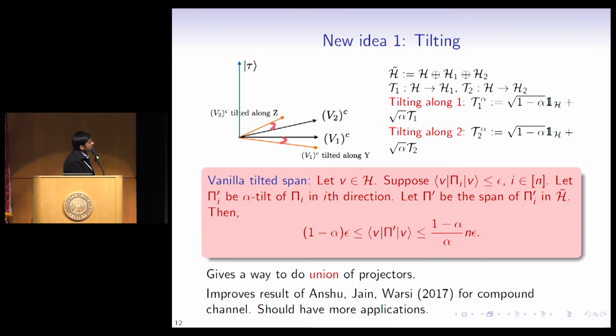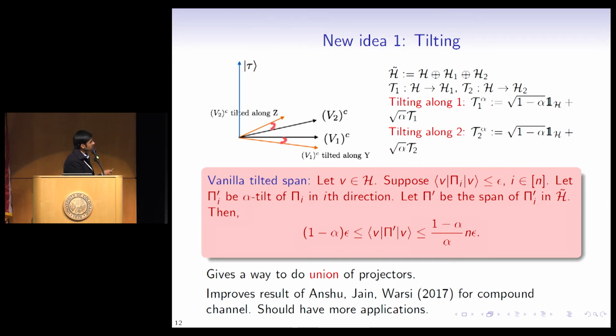I'll define the tilting operator T1 as the operator that maps H to H1, and tilting operator T2 that maps H to H2, and the extended space H tilde is the direct sum of three isomorphic and orthogonal spaces H, H1 and H2. Okay. So what do I mean precisely? When I tilt along the direction 1 with a parameter alpha, it means that T1 alpha is an isometry, which is given by the square root of 1 minus alpha times I_H. That is, with probability 1 minus alpha, I remain in the same Hilbert space H, and with probability alpha, I go in the tilted direction. Okay. So what this kind of definition or this scenario buys us is the following.